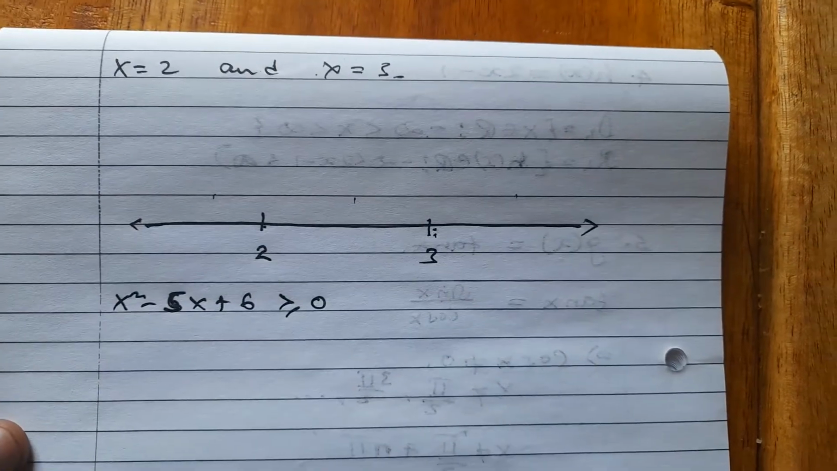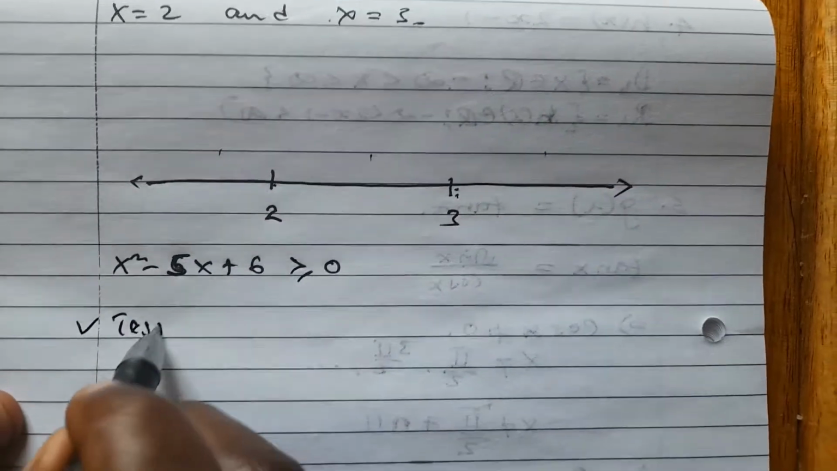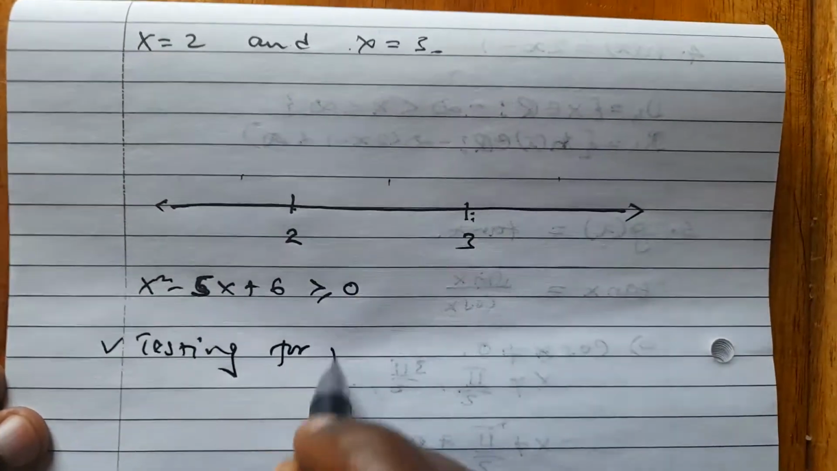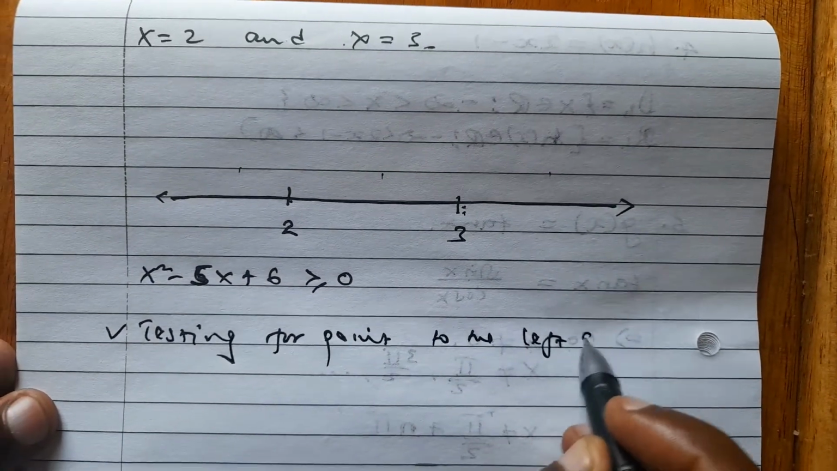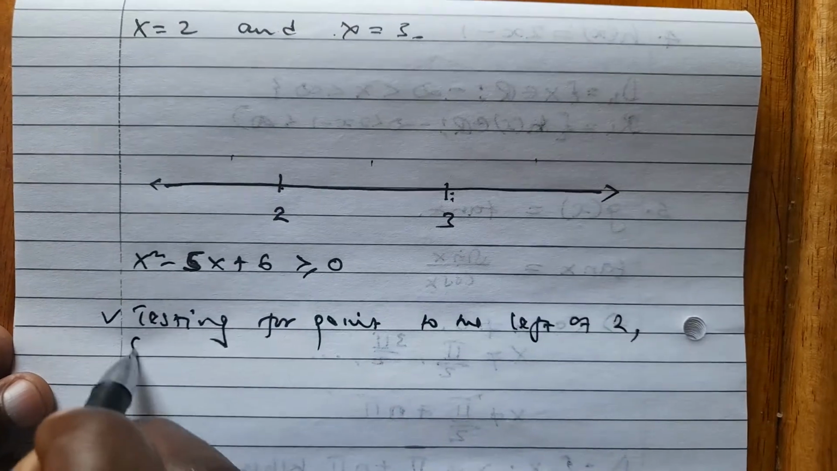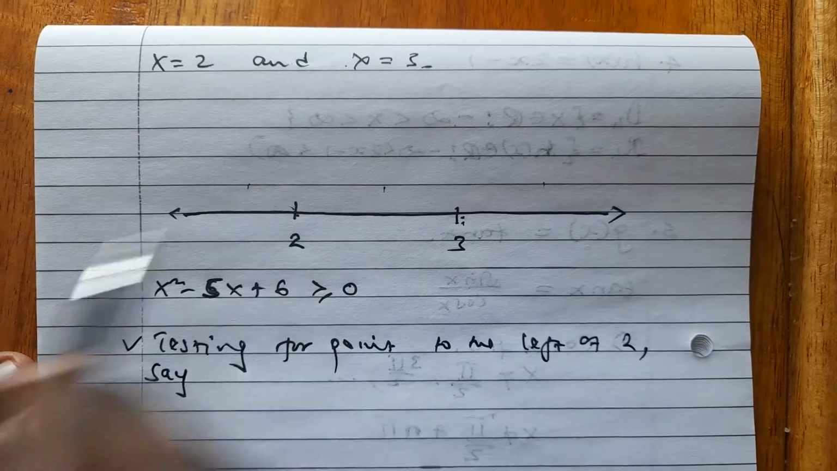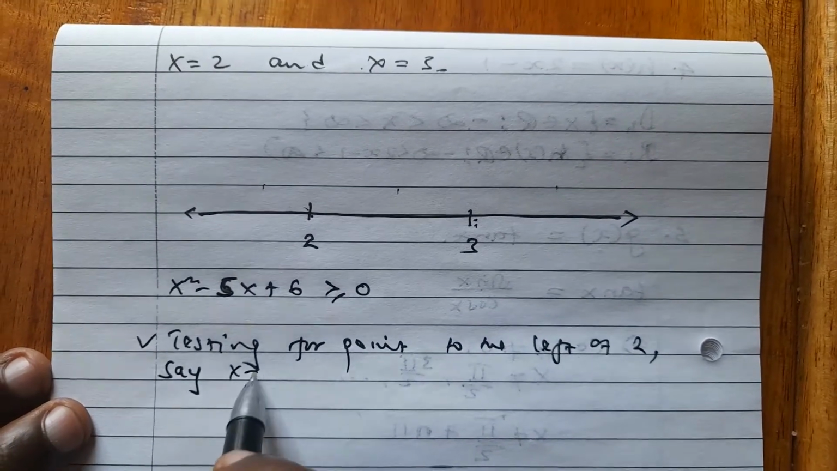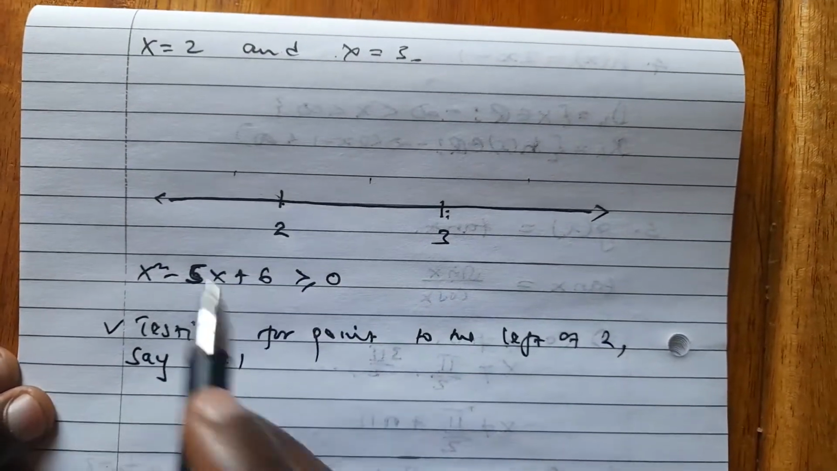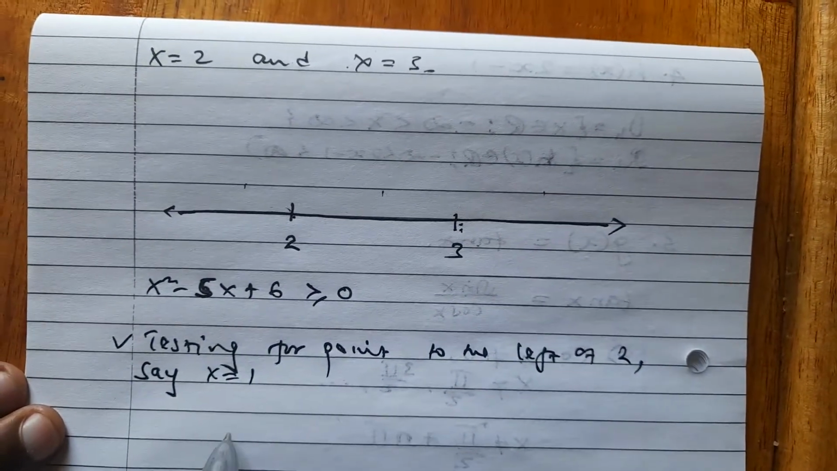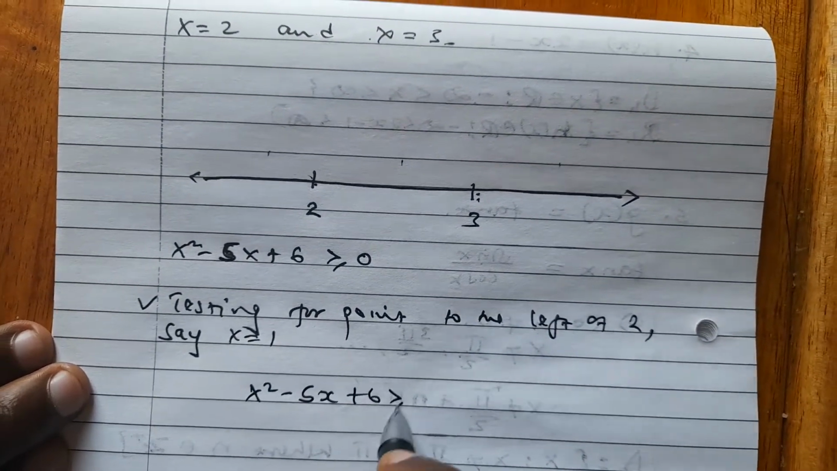So let's test for the point to the left of 2. We need to pick a point here which is less than 2. We can say 1, so x equals 1. Let's do the sign analysis test for the point below 2, and realize we have the condition x squared minus 5x plus 6 greater than or equal to 0.